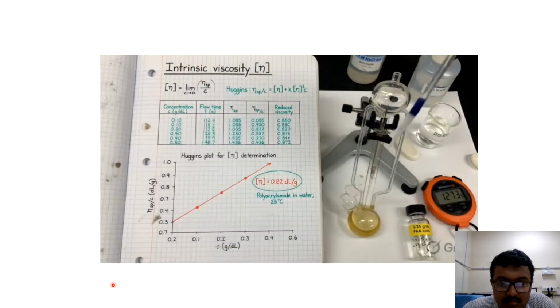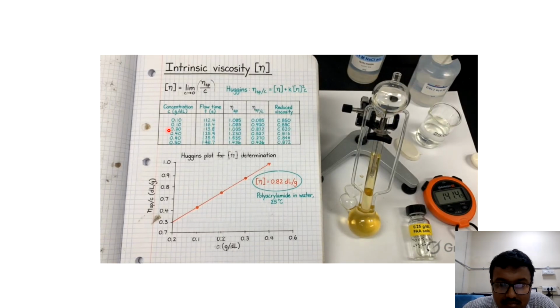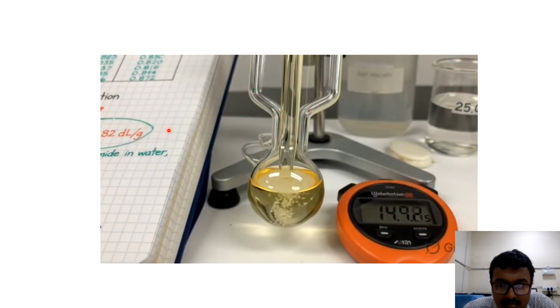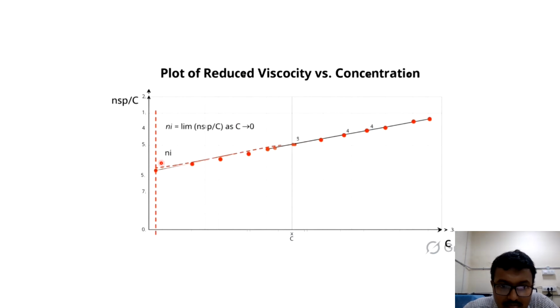To find the intrinsic viscosity, we plot reduced viscosity against concentration. The intercept gives us the intrinsic viscosity as shown in the graph. The stopwatch records the time as the liquid flows through the viscometer. For dilute polymer solutions, the plot of reduced viscosity versus concentration is a straight line. The intercept of this line, as concentration approaches 0, gives the intrinsic viscosity.